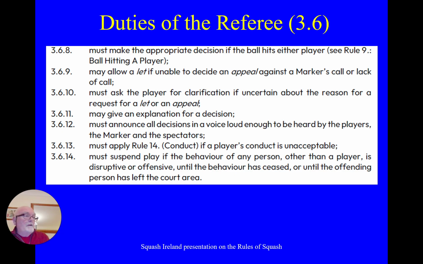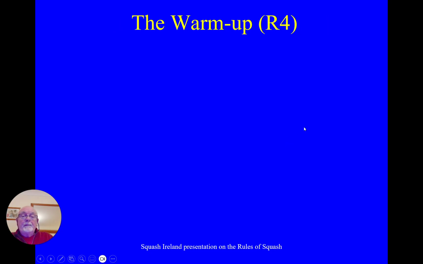Or on appeal for obstruction, the referee may say, yes, there was obstruction, but the ball was a winner and therefore no let. Also, secondly, I want to refer to how the referee will have to apply Rule 14 on conduct if a player's behaviour is unacceptable, and there's a lot more about that when we get to Rule 14.